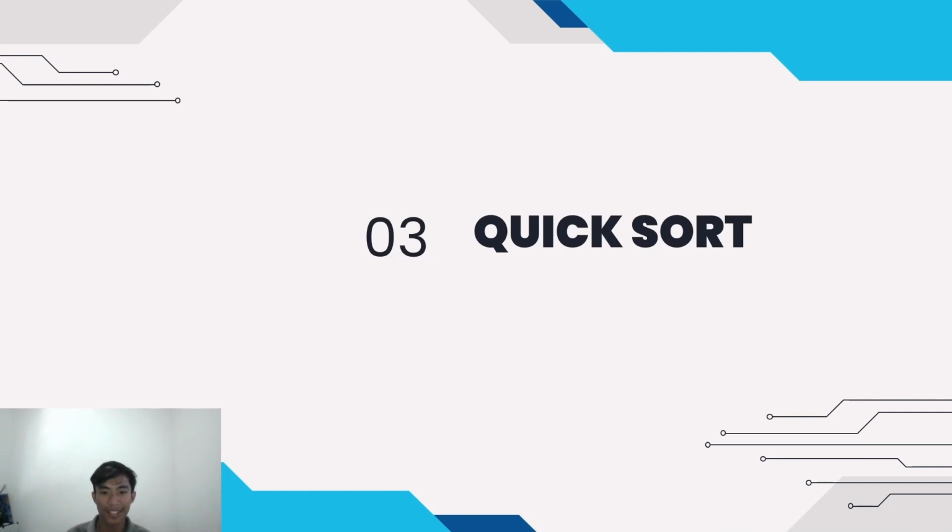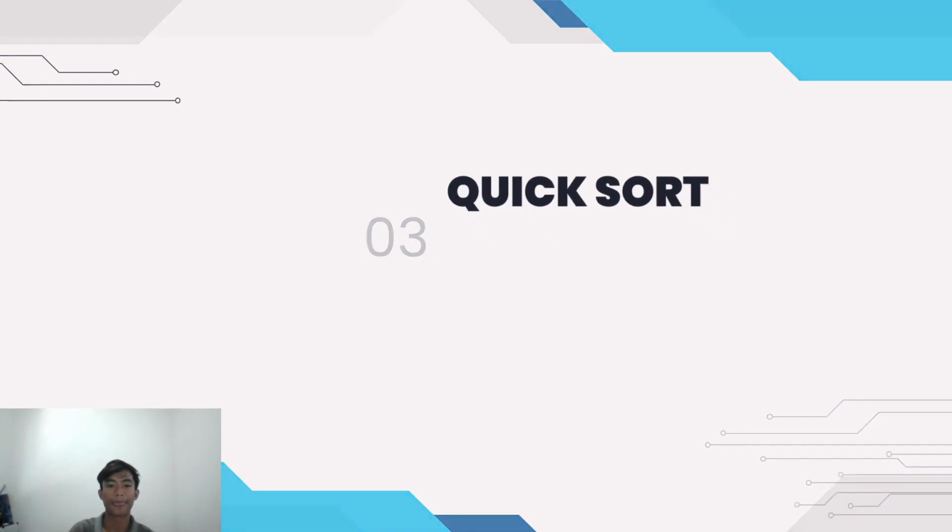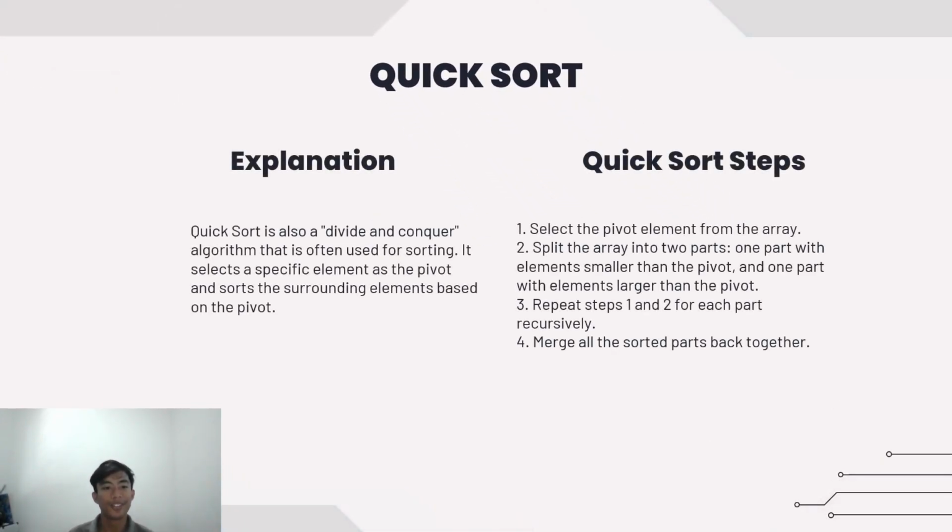And the last one, quick sort. Quick sort is also a divide and conquer algorithm that is often used for sorting. It selects a specific element as the pivot and sorts elements based on the pivot.